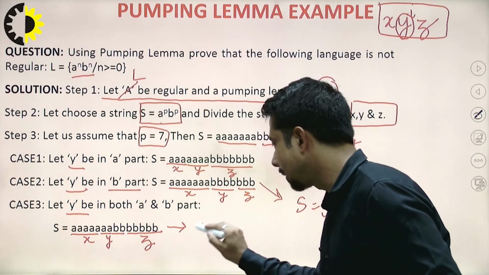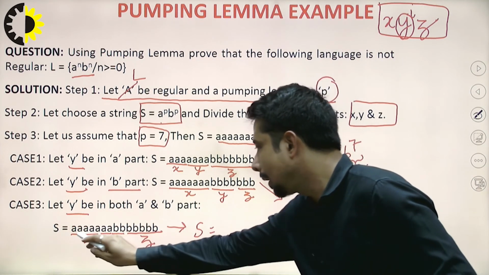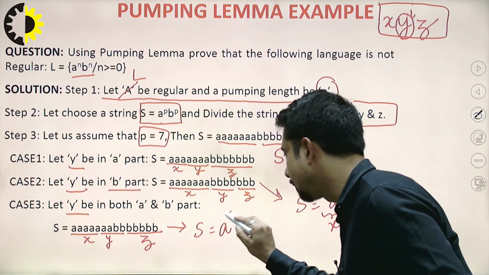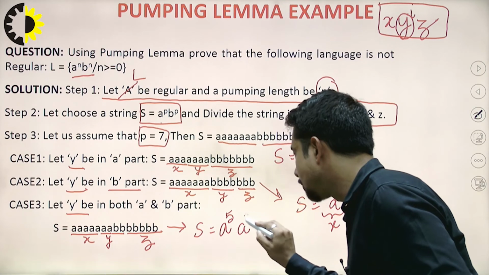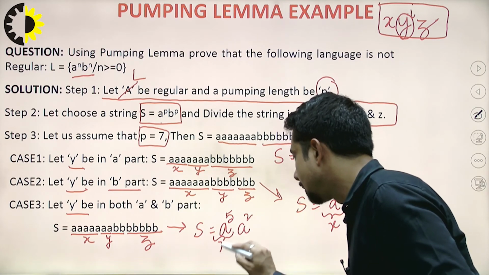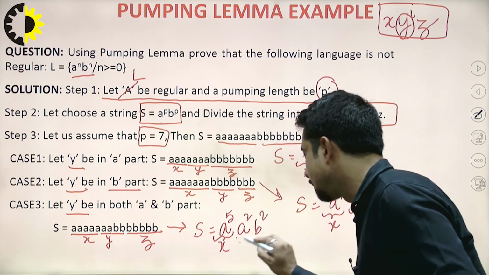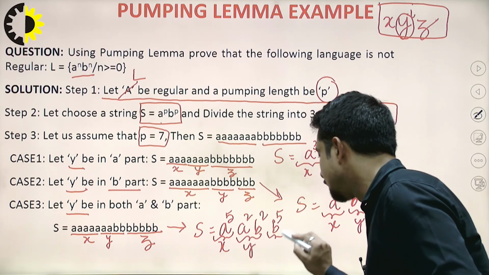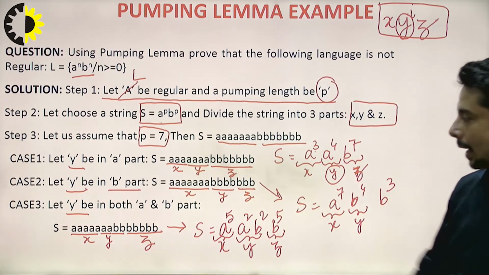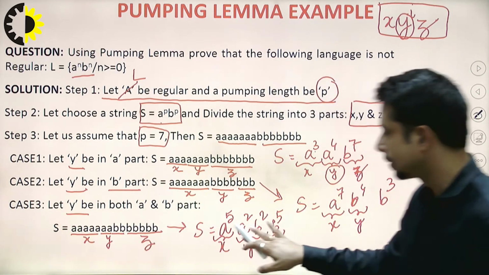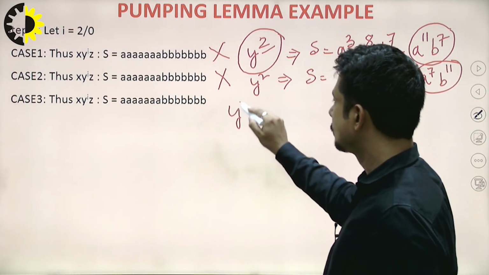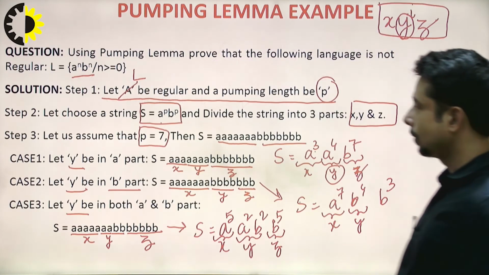Here it will be what? S is equal to a x, for x it is 5 times a. So a^5 and a^2, okay. b^2 is for y, and b^5 is for z. I have just extracted this part in this format. Now look into this. Here also y is equal to 2. So what will be the format of it?